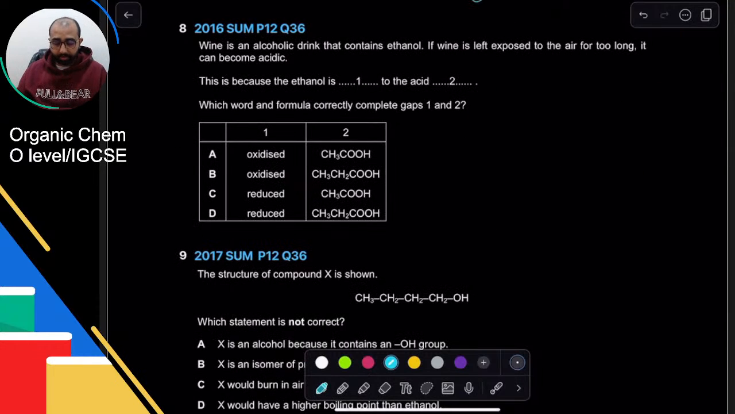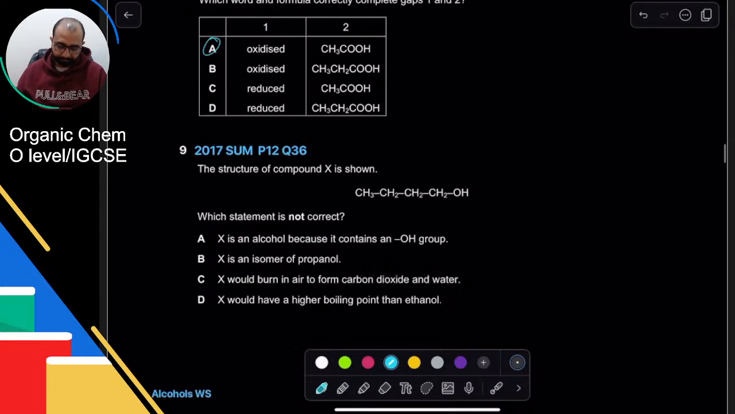Wine is an alcoholic drink that contains ethanol. If wine is left exposed to the air for too long, it can become acidic. Of course, it will react with the oxygen and create ethanoic acid. This is because the ethanol is oxidized to ethanoic acid. So that is going to be 2 carbons with COOH in there. So oxidized to A. That's the answer.